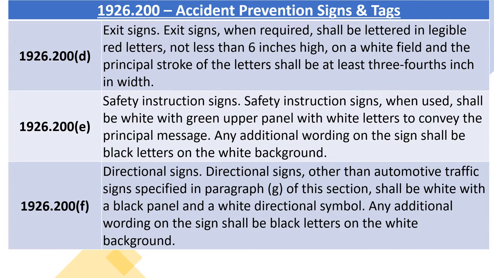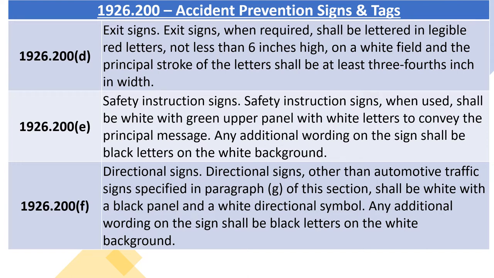1926.200(e), Safety Instruction Signs. Safety instruction signs, when used, shall be white with green upper panel with white letters to convey the principal message. Any additional wording on the sign shall be black letters on the white background.